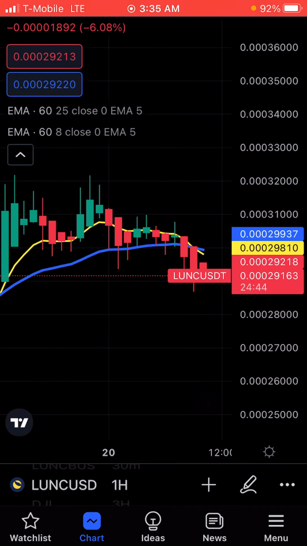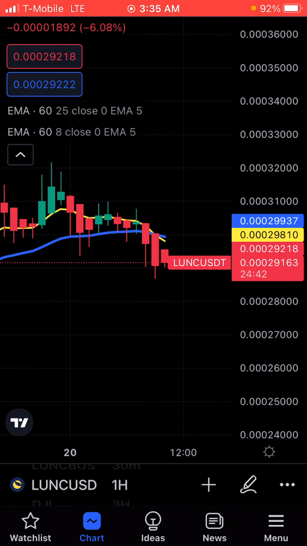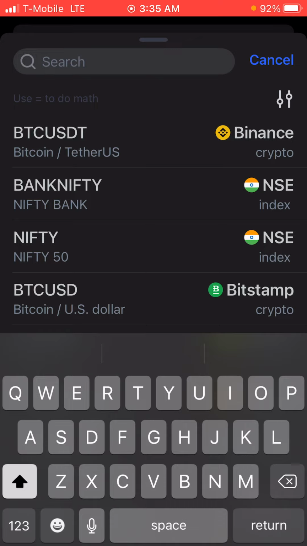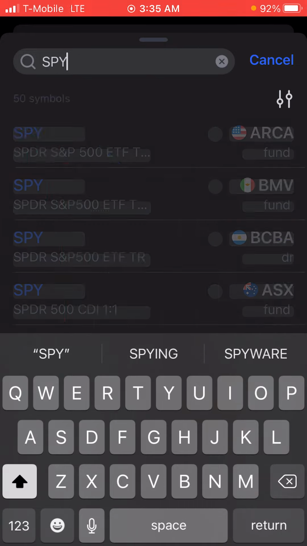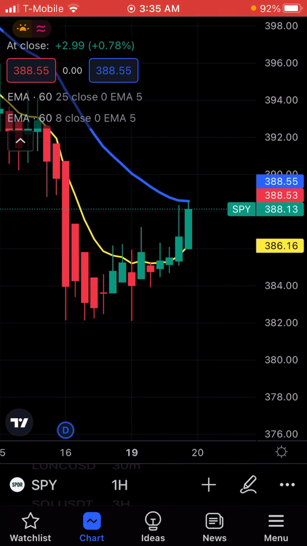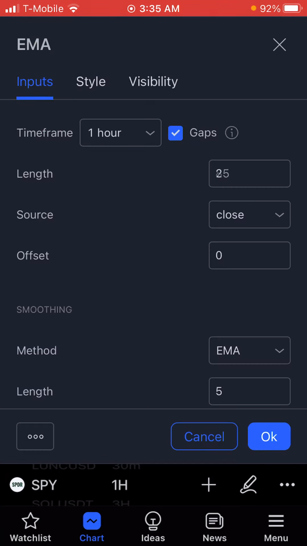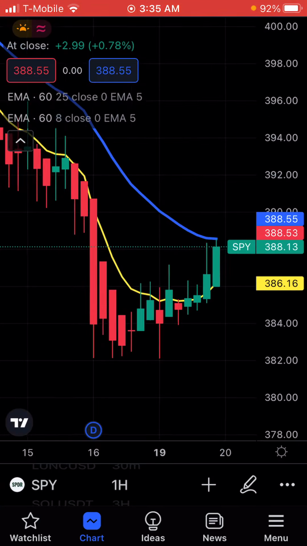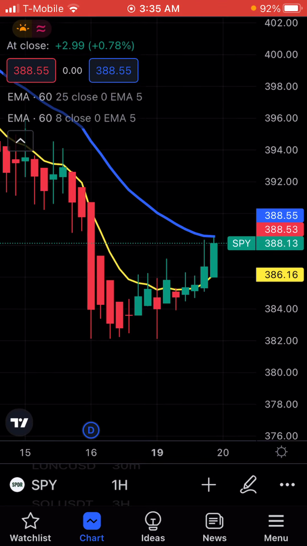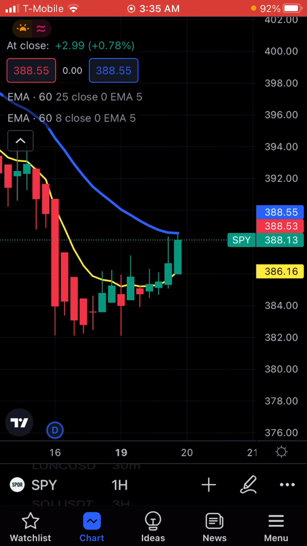So I want to use this example right now, I'm on the stock market. Let's look at the stock market real quick. Let's just look at SPY. So I'm on the hour. Let's make sure these are on the hour too. That's on the hour. Okay, so we're good. So I'm going to show you the example on the hour, and I'm going to show you the example on the day. I think that's what I'll do.